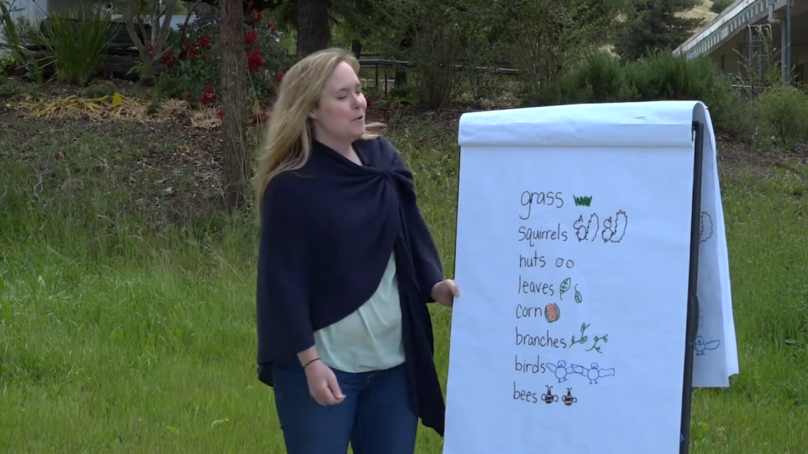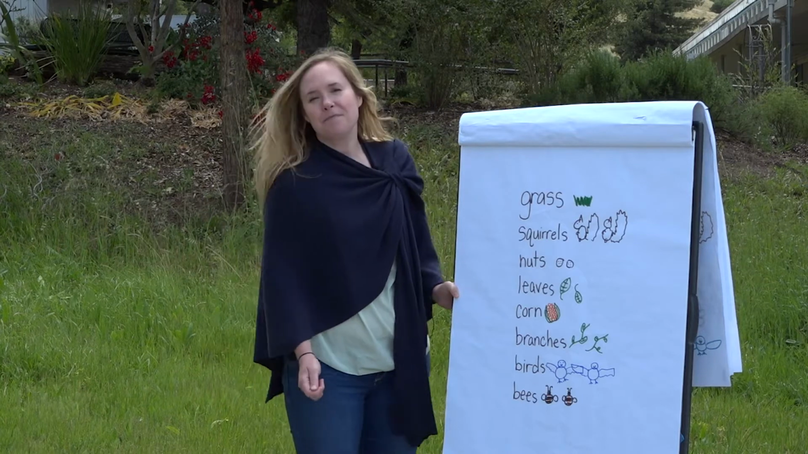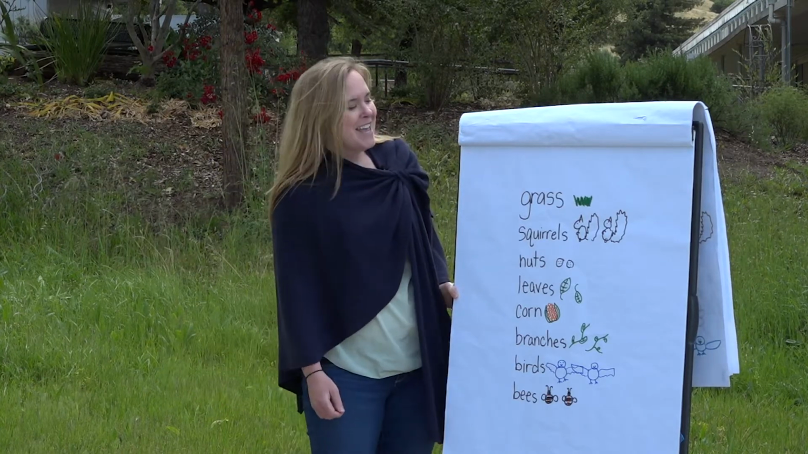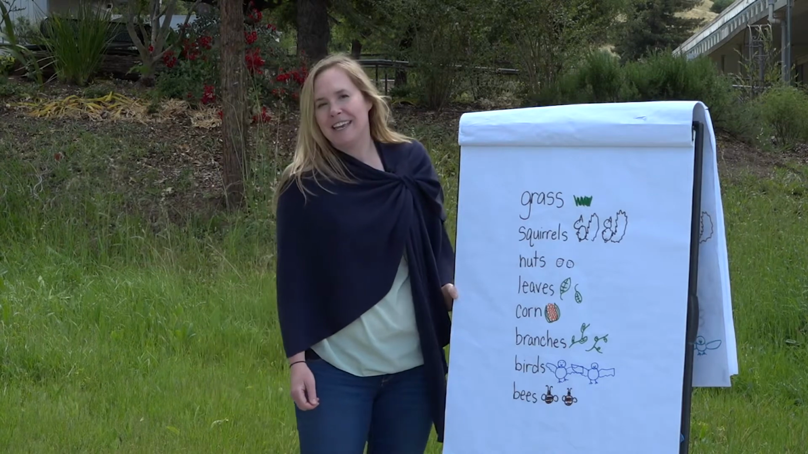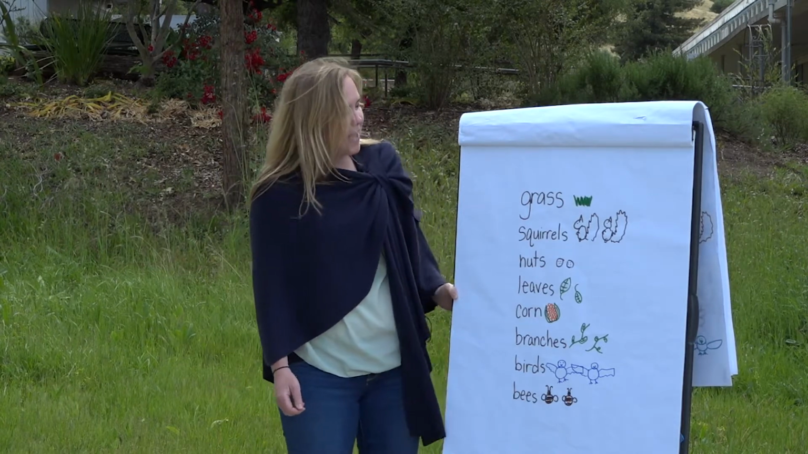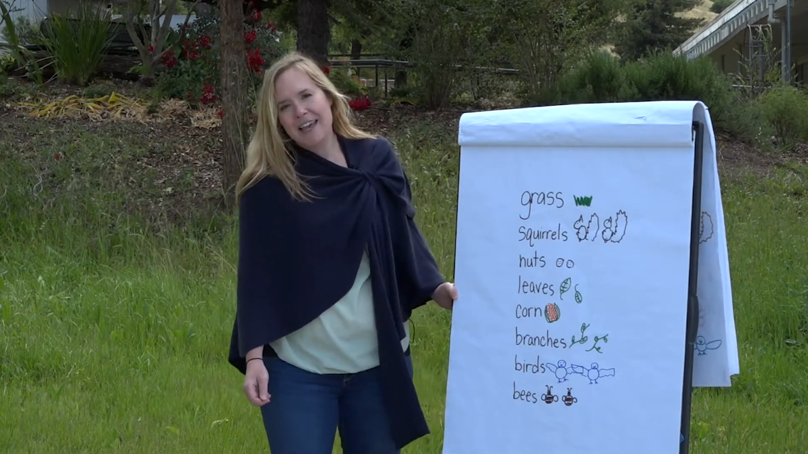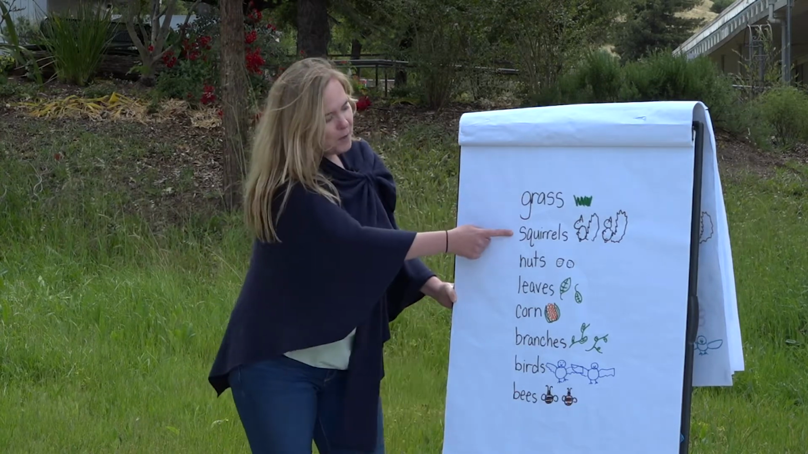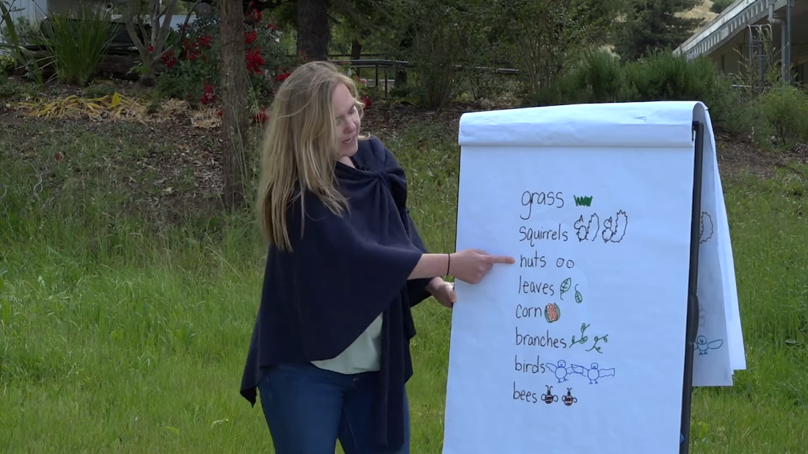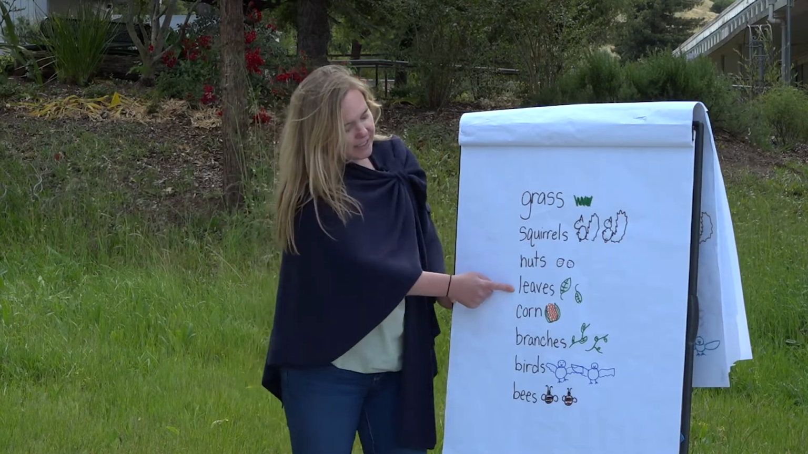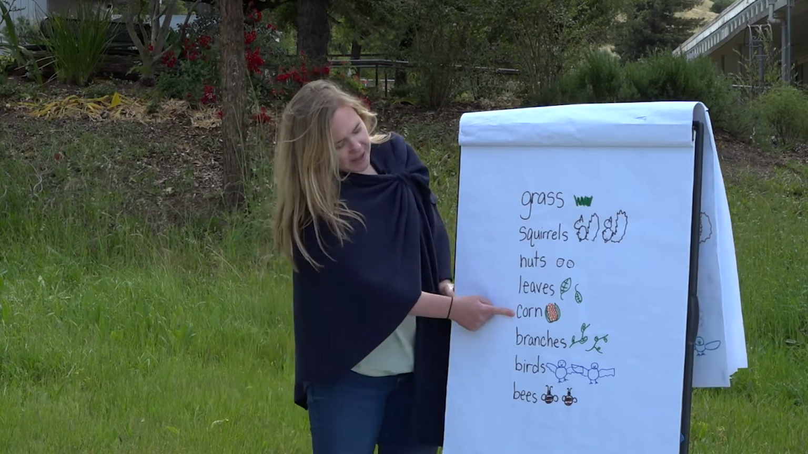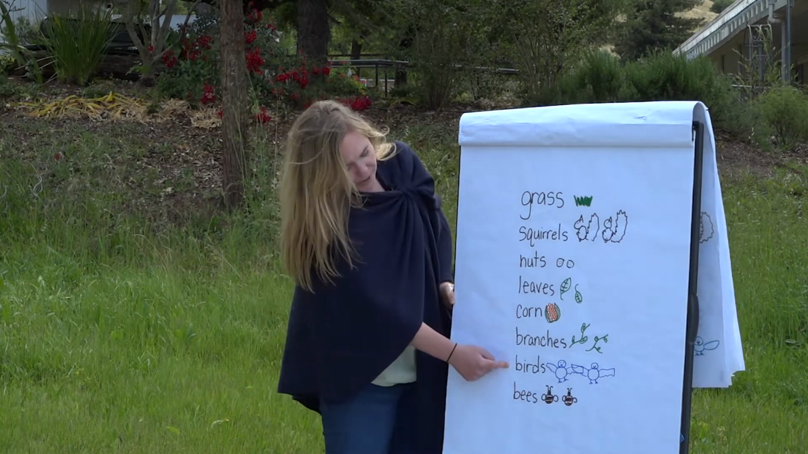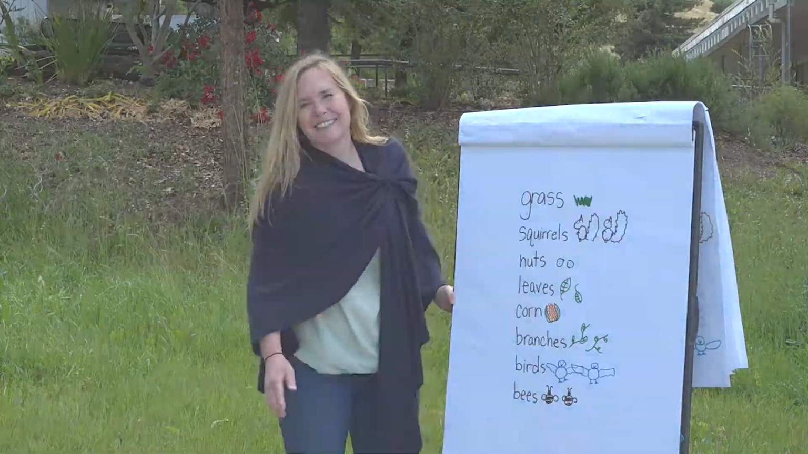In nature we can see many things, many things. In nature we can see many things, many things. We can see the grass, we can see the squirrels, we can see the nuts, we can see the leaves, we can see the corn, we can see the branches, we can see the birds and the bees.